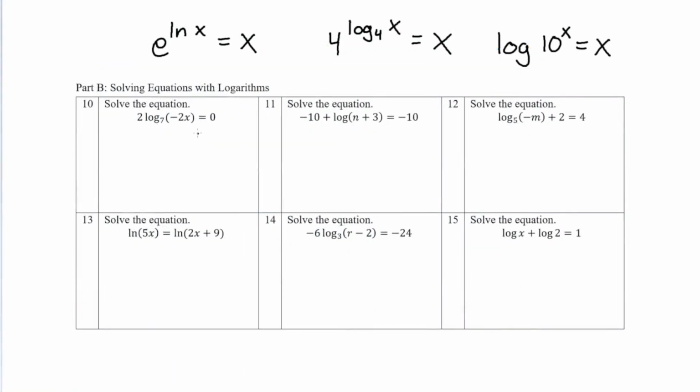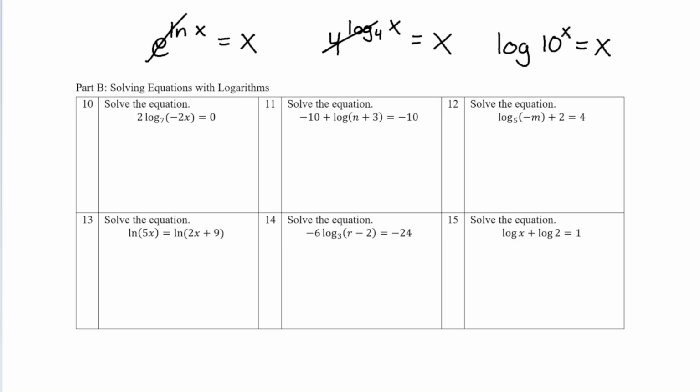Welcome back to part B. In this section, we are solving equations. So I just put some reminders at the top. If you have a logarithm and an exponential expression with the same base, then they will cancel each other. So ln, for instance, is log base e, and we have a base of e in the exponential as well, and they cancel. We have a base of 4 with an exponent of log base 4, and so those cancel. And it works the other way as well.